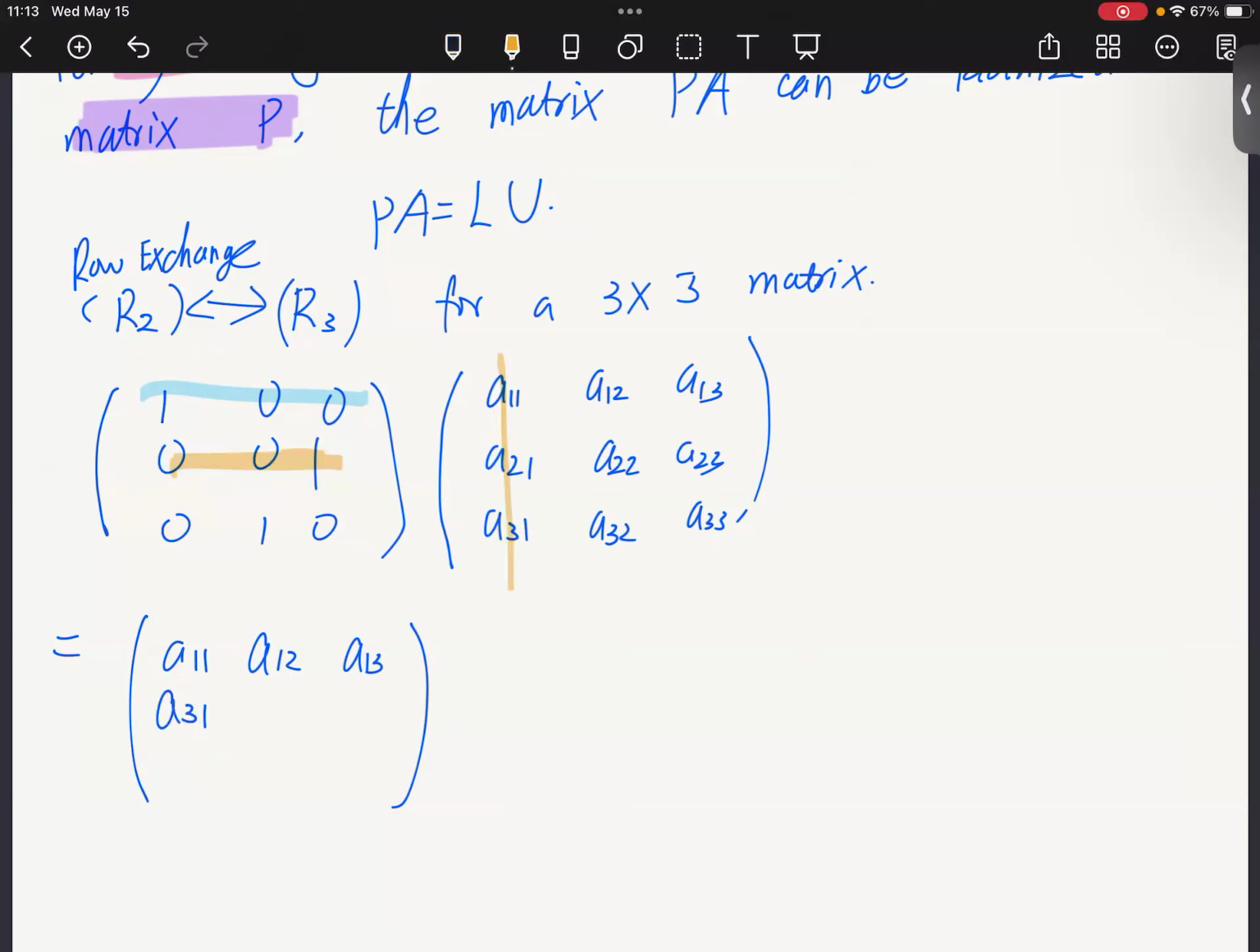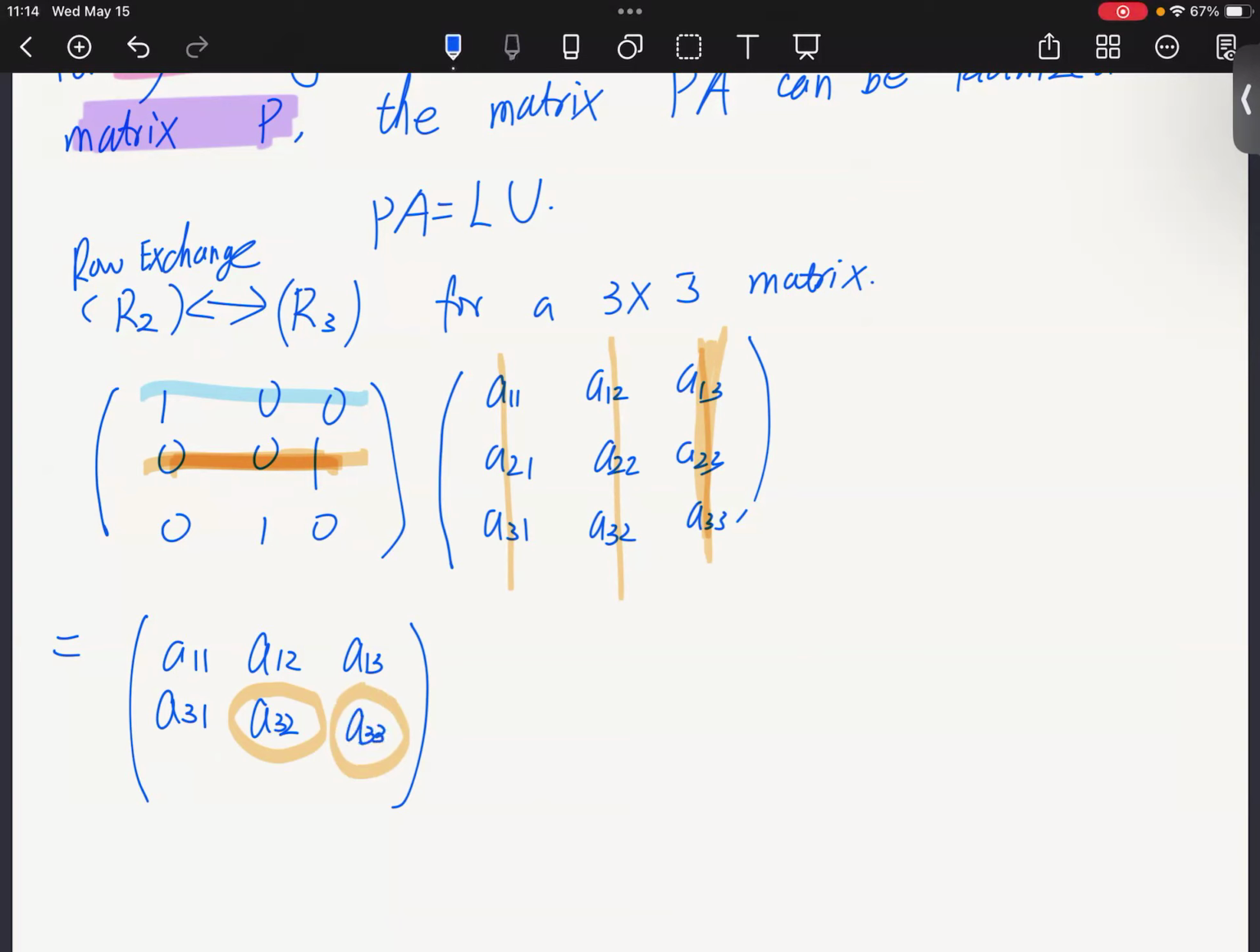And once again, for this component, it's just the second row times the second column. You will see only this one is valid and this one is valid in this multiplication, and the others are 0, right? So this one we got is A32. And the same thing happens to the third column, the second row times the third column, and that is the element here, and then we got A33.